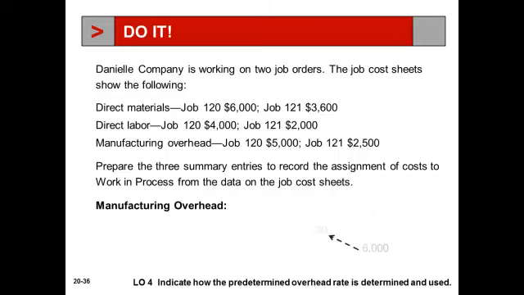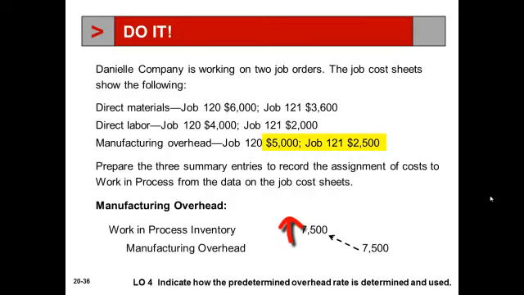And finally, our manufacturing overhead journal entry. We will debit work in process inventory, $7,500. Credit manufacturing overhead, $7,500. We are applying overhead. We are moving it from the manufacturing overhead accumulated account into the work in process inventory account. We'll later see that this is done on the basis of a predetermined rate.